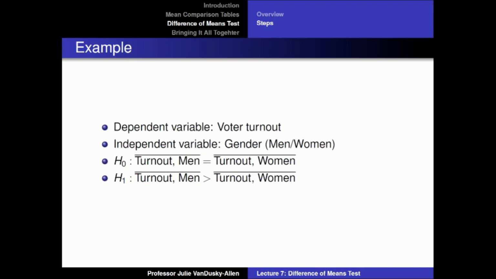I am going to discuss one more example of the difference of means test just to make sure that you have multiple examples of how they work. Imagine we had voter turnout as our dependent variable and gender as our independent variable. Our null hypothesis would be the mean voter turnout of men and women are equal. Our alternative hypothesis could be the mean voter turnout of men is higher than the mean voter turnout of women.